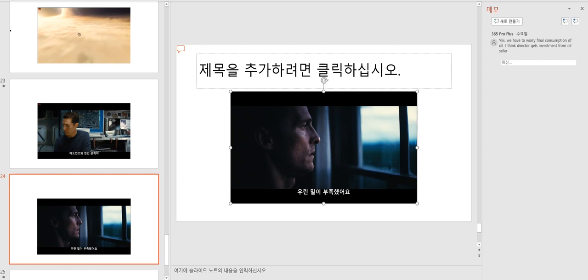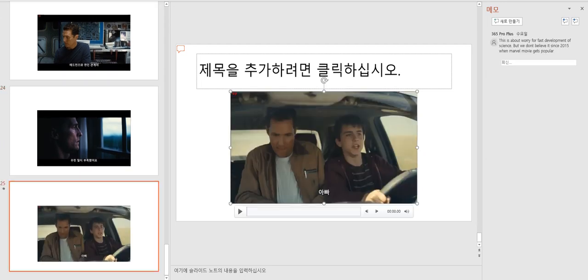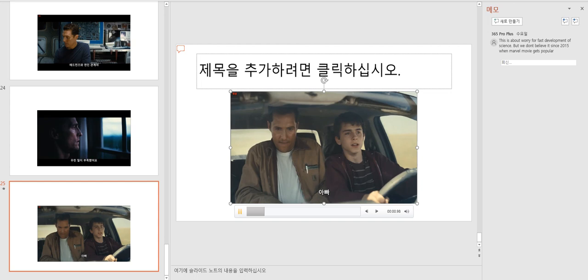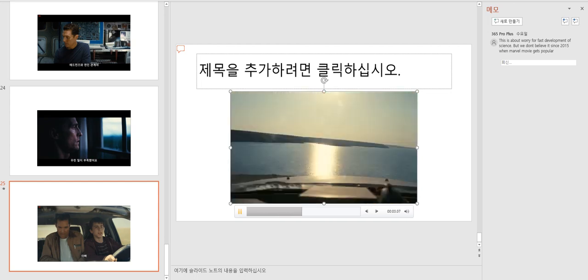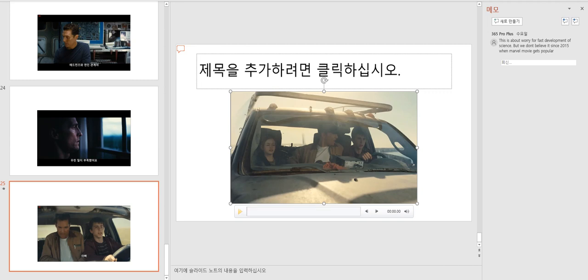Yes, we have to worry about the final consumption of oil. I think the director got investment from oil sellers. This is about worry for the fast development of science, but we don't believe it since 2015 when Marvel movies got popular.